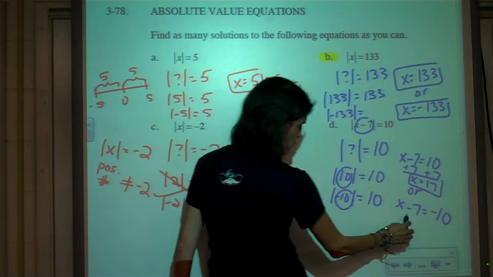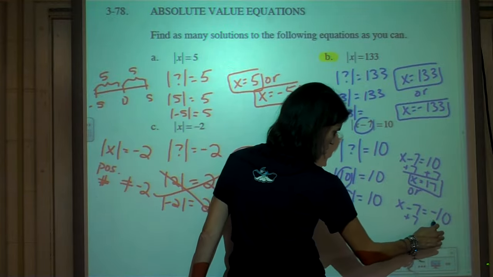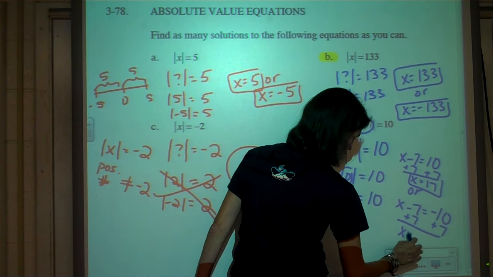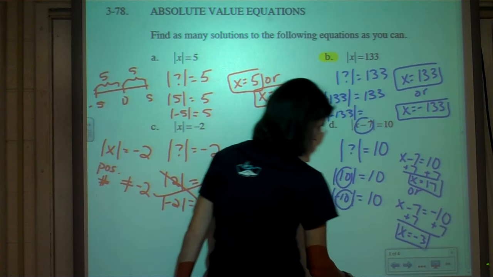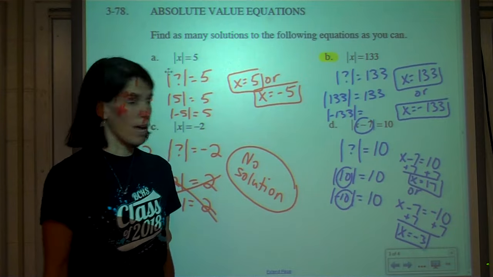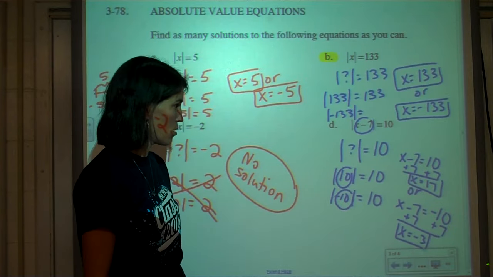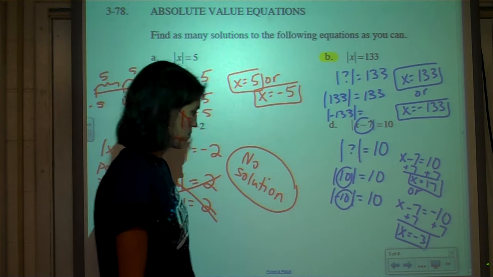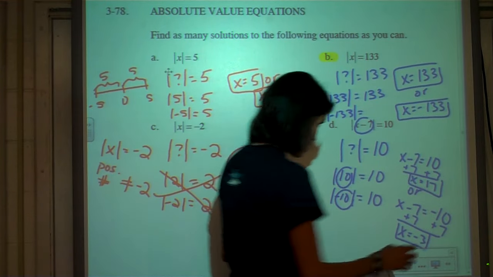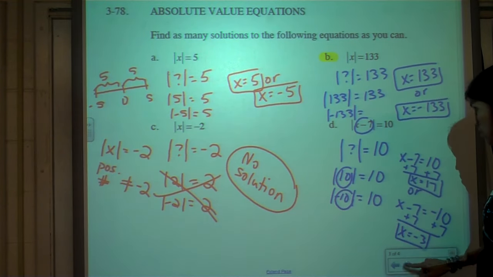Okay, but what other value makes it true? If I just solve this one-step equation by adding a 7, negative 3 also makes that absolute value equation true. Okay, let's see the next one, I guess.